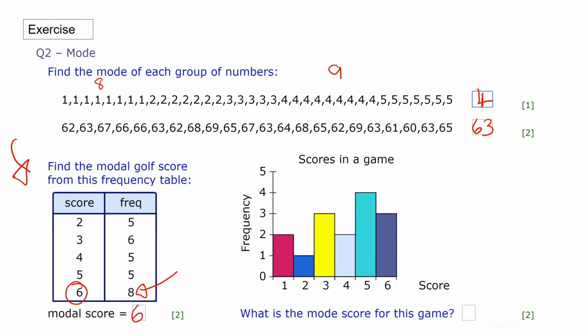Looking at this graph here then, what is the mode score for this game? So here we've got bars that show the scores in a game. For the mode, it's the most popular. So we're looking for the highest frequency, the highest bar, which is this one here. But remember, the mode is going to be the score, which is 5.